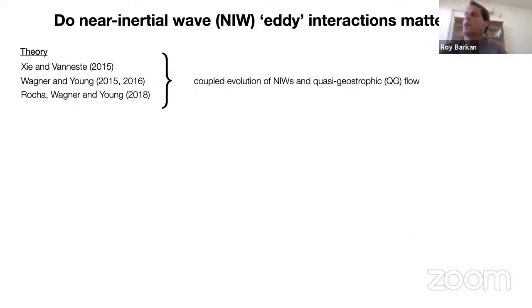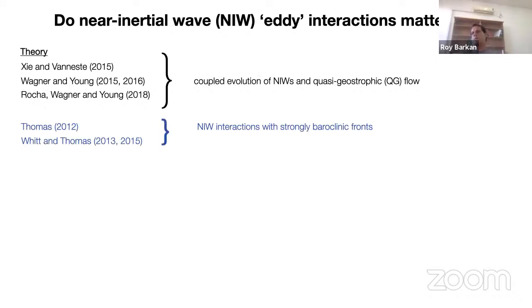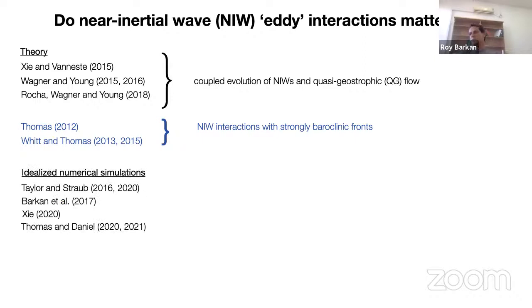Now, in recent years, there has been quite a lot of work done on this question of whether near-inertial wave and eddy interactions matter, and I want to highlight some of these works. There has been some pretty interesting theoretical work by the following authors, who have developed coupled evolution equations in an asymptotic sense for the interactions between near-inertial waves and quasi-geostrophic flow, and they showed that these types of interactions are likely to happen in these reduced models. There has been work by Thomas and Wheaton-Thomas recently, who have examined in detail the interactions between near-inertial waves and strong baroclinic fronts, where the baroclinicity was, in a mathematical sense, stronger than would be permitted by the quasi-geostrophic equations.